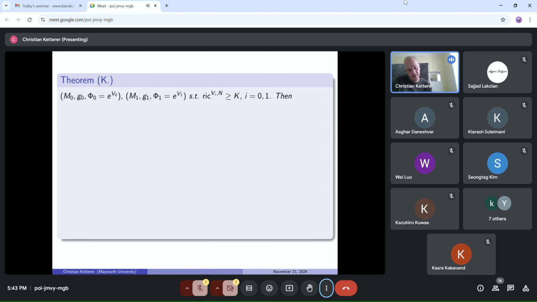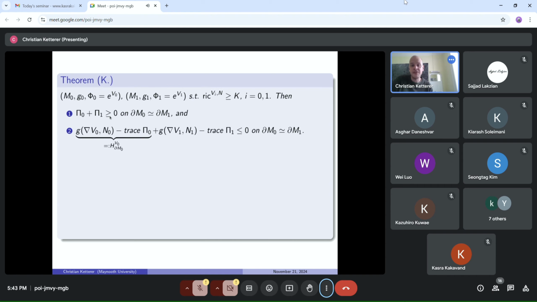The theorem says now, we have two weighted spaces, and the n-Ricci curvatures are bounded from below by k. Then we assume that again the sum of the second fundamental forms on the boundaries is non-negative, and we have this condition here, which maybe looks rather complicated, but you see this here is the derivative of the weight in normal direction at the boundary, minus the trace of the second fundamental form pi 0.